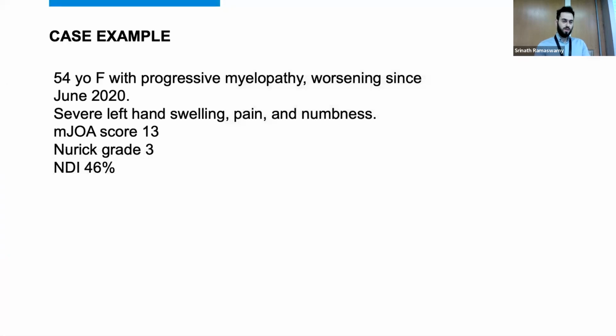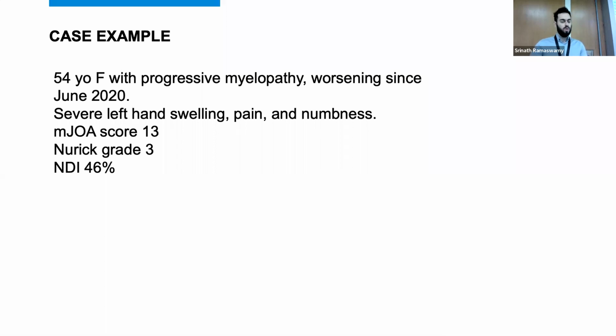I'll start with a case that first walked in my clinic, my first patient. She was 54, and she had severe issues with her dexterity and balance, and one of her extremities was almost impaired with swelling and numbness. Her mJOA score, Modified Japanese Orthopedic Association score, which is one way of trying to qualify people's disability with myelopathy, relies on upper extremity, lower extremity, bladder and bowel, and gait. It was 13 out of 18, which is moderate.